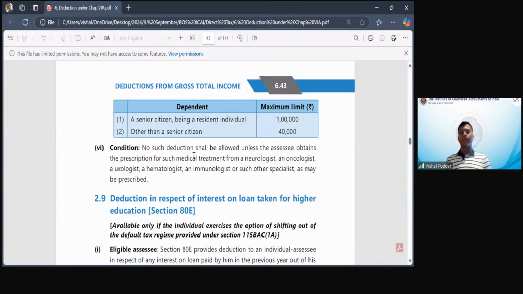Is this clear to all? Any questions with both these sections, DD or DDB? Also, DD is read with 80U because both are the same sections, only different persons are covered in that. Good.